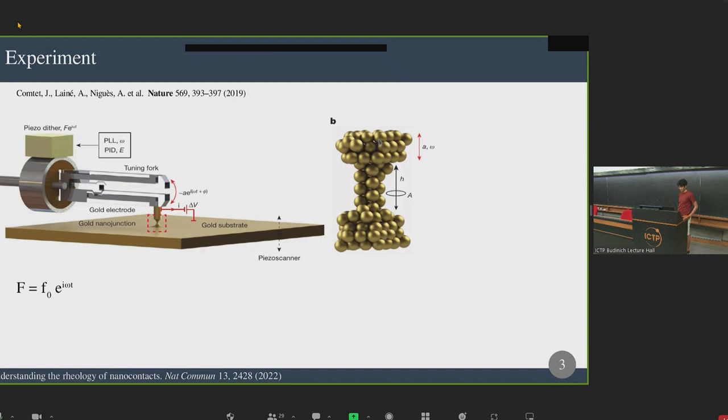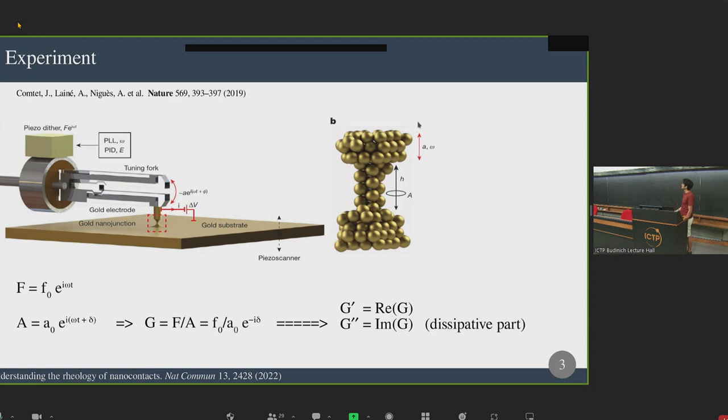They apply this oscillatory force, and they read the amplitude. Then they divide these two by each other, and they get the G function, which is the dynamical response function. This G has two components, real or imaginary, depending on whether the response function is in phase with the oscillation. The real part is the elastic regime, and the dissipative part is the imaginary part.